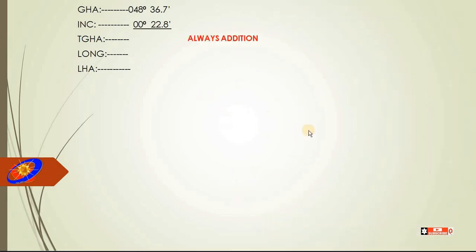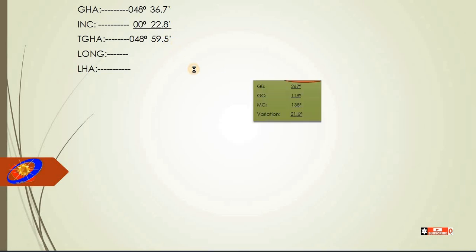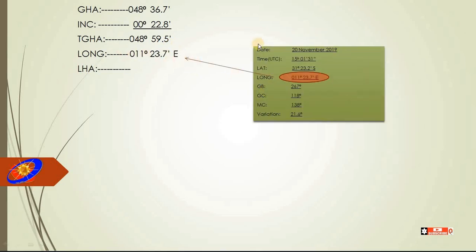Now, the rule here is always add to take the true GHA. So we add them, we get 048 degrees 59.5 minutes. The longitude, from the data that we've taken before, is 011 degrees 23.7 minutes east.